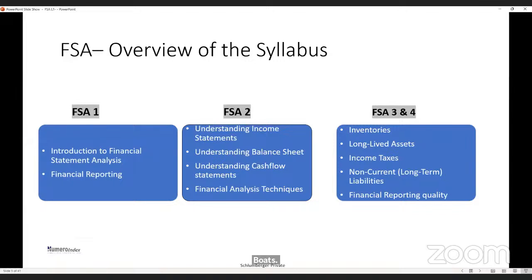For inventory, for long-lived assets, for income tax, what are the standards saying? What is IFRS saying on this? What is US GAAP saying? And what are the differences? These are the testable areas that I believe you are going to see in your exams.